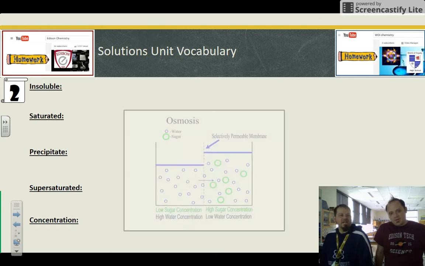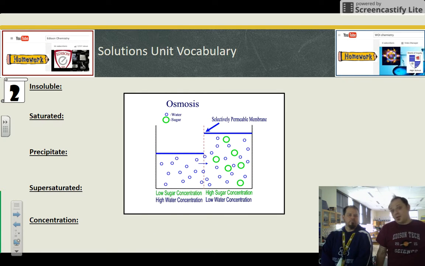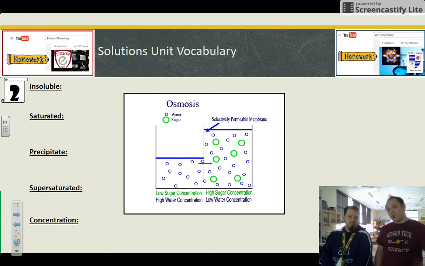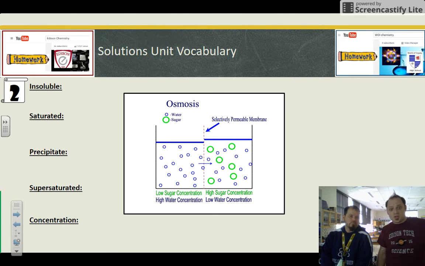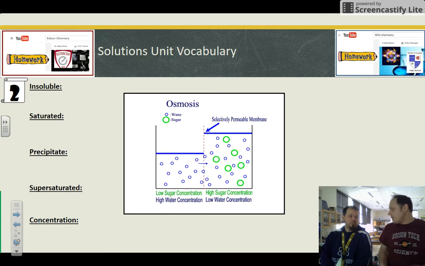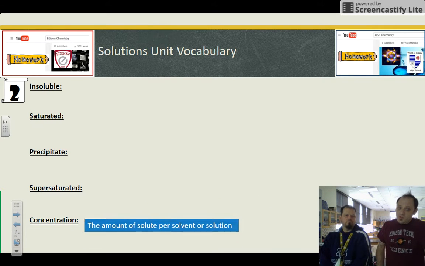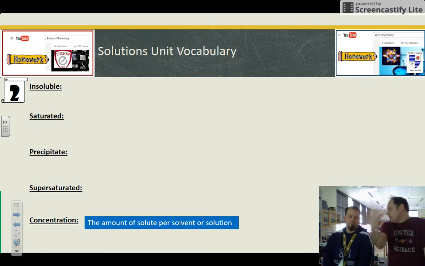Let's finish up our concentrations. Well, this is a GIF to show osmosis, but osmosis works on concentration. Things go from high concentration to low. So concentration is just either low or high. It's a measurement of how much is in there per volume. And then we'll get into the actual measurements of those. So the amount of solute per solvent of solution. It's just a generic term to relate.